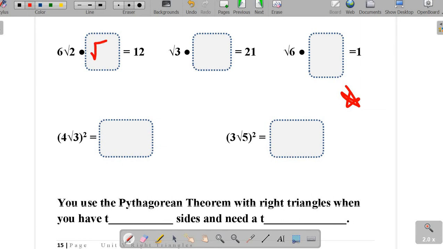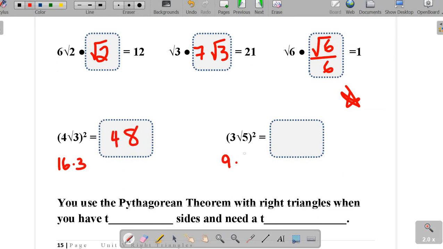This first one is root 2. This is 7 root 3. Root 6 over 6. This is going to be 16 times 3, which is 48. This is going to be 9 times 5, which is 45.